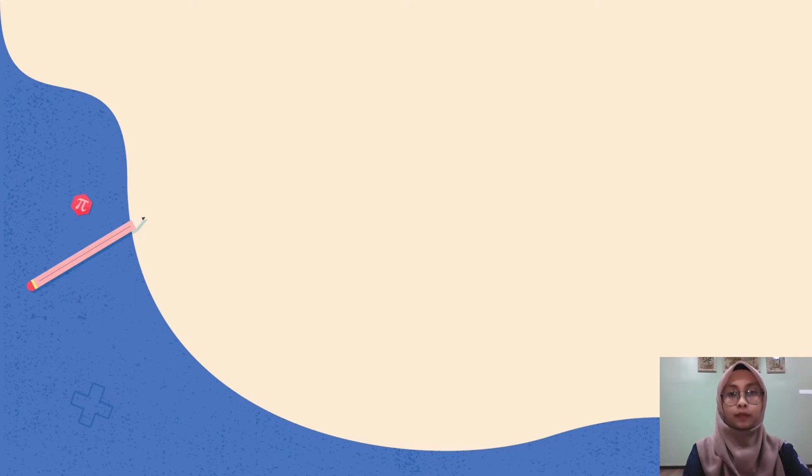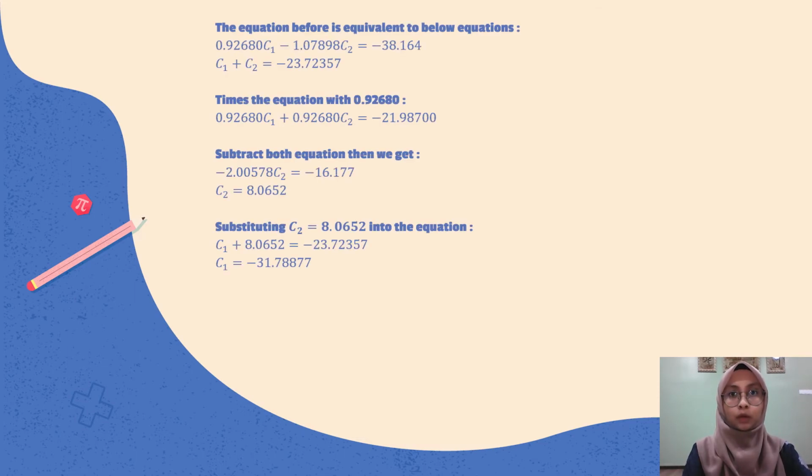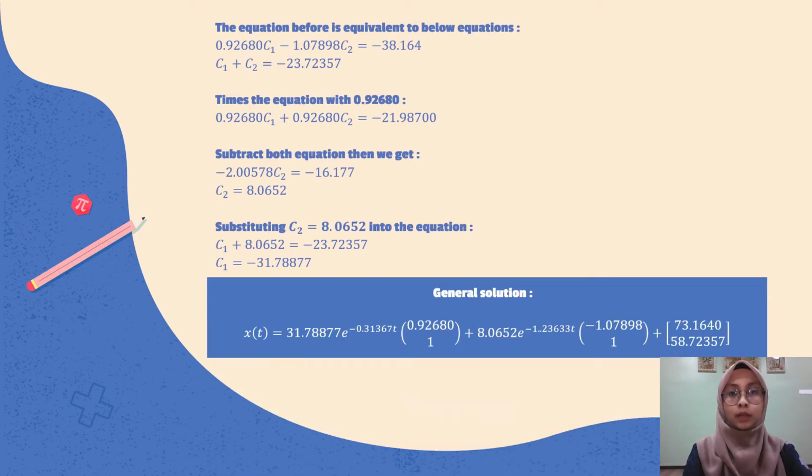Lastly, we need to find the values of C1 and C2. After we do the calculation, we get the values of C1 and C2, we substitute into the equation, and now we get the general solution.